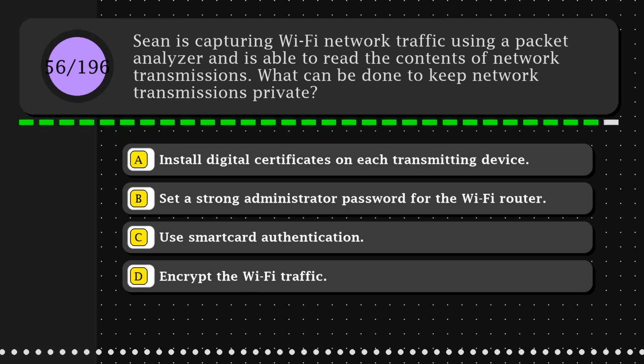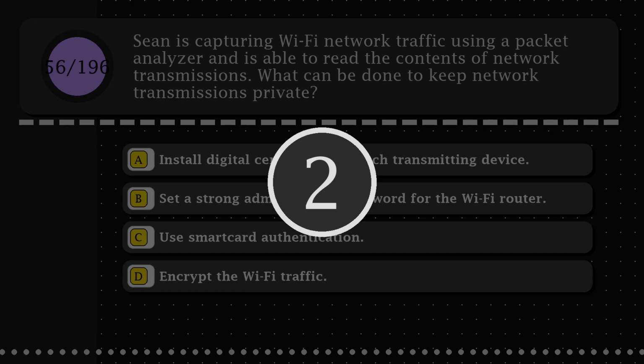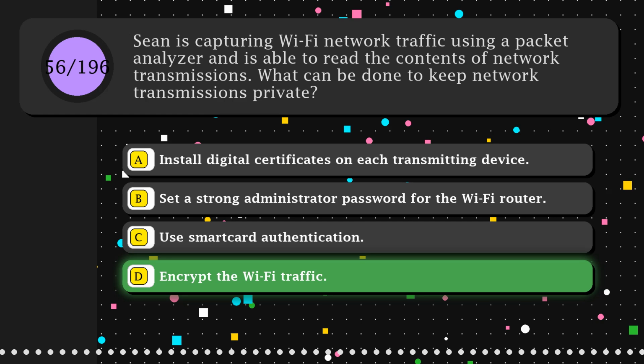Question 56. Sean is capturing Wi-Fi network traffic using a packet analyzer and is able to read the contents of network transmissions. What can be done to keep network transmissions private? Option A, install digital certificates on each transmitting device. Option B, set a strong administrator password for the Wi-Fi router. Option C, use smart card authentication. Option D, encrypt the Wi-Fi traffic. The correct answer is option D, encrypt the Wi-Fi traffic.